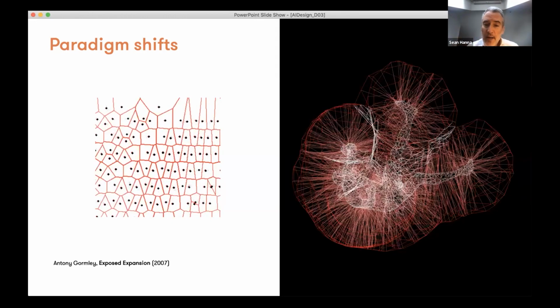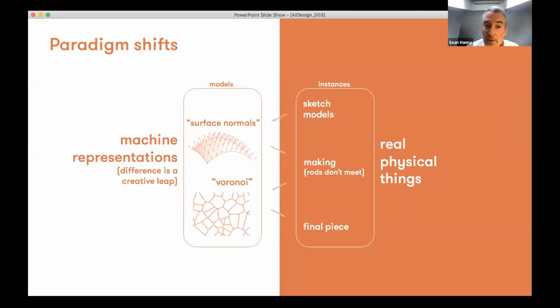But what does work is a different model. This is a Voronoi diagram, and this works extremely well at giving us the overall form that we want. Now, the point here is that these are two very different models. So surface normals to Voronoi, there's no way of translating one to the next. They're completely irreconcilable with one another.